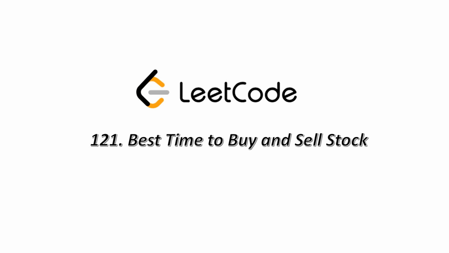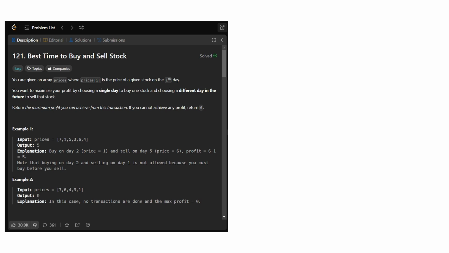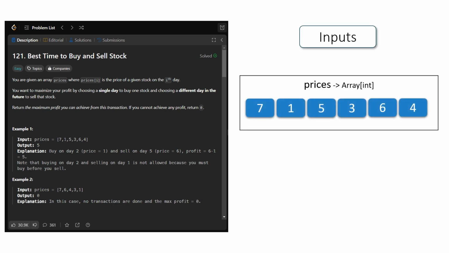Let's solve LeetCode number 121, best time to buy and sell stock. In this question, we have been given an integer array prices where each element of the prices array denotes the stock price on that particular day. We have to find the maximum profit possible by buying and selling these stocks.